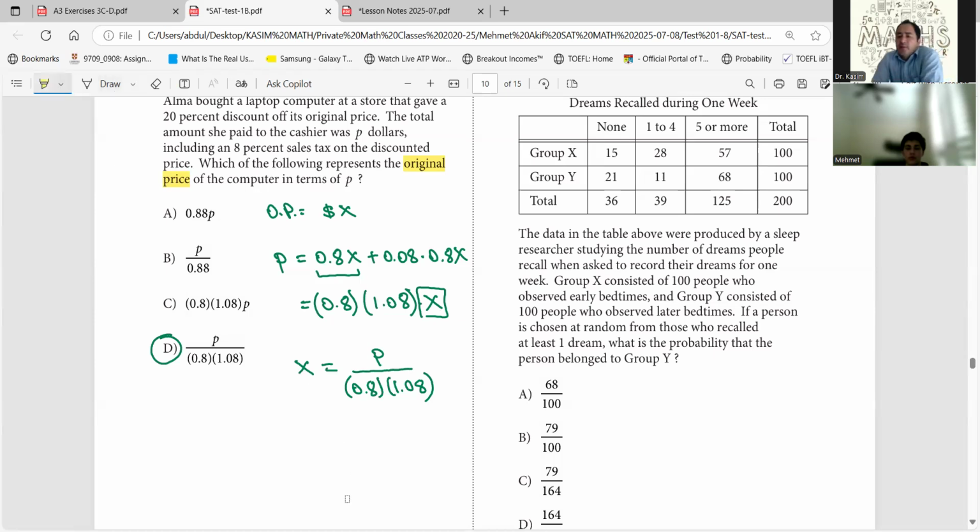Did you get it, Mehmet? The data in the table above were produced by a sleep researcher studying the number of dreams people recall when asked to record their dreams for 1 week. So it's about dreams, an interesting survey. Group X consists of 100 people who observed early bedtimes, and Group Y consists of 100 people who observed later bedtimes. If a person is chosen at random from those who recall at least one dream, what is the probability that the person belongs to Group Y?